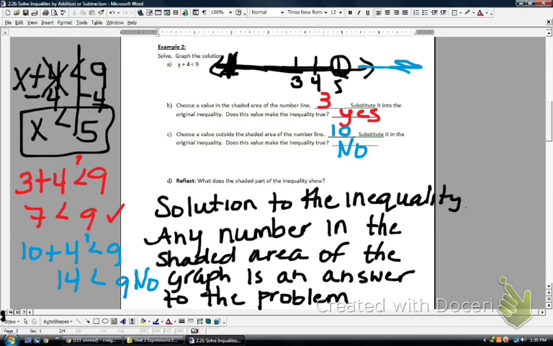All right, so go ahead and take a minute and write that down. The shaded area shows all of the answers, and there's a lot. It's all those numbers to the left that make that inequality true.